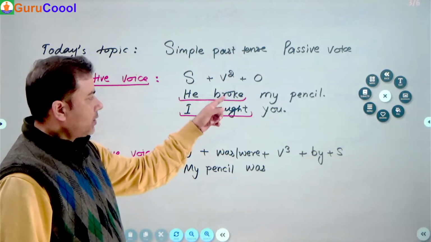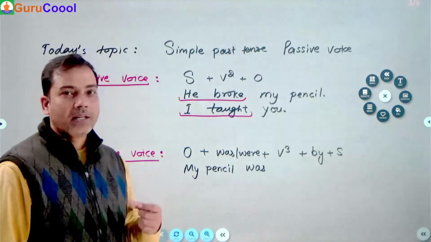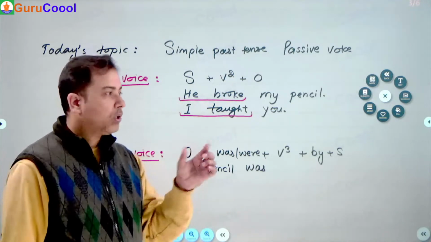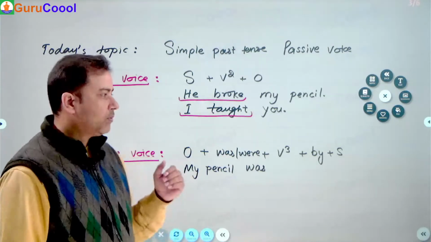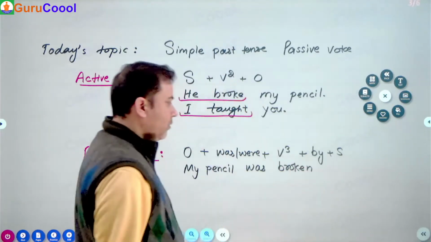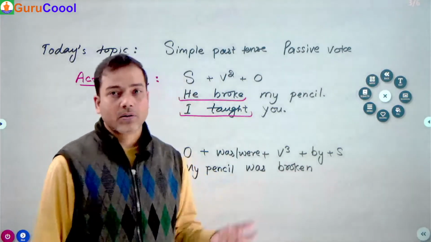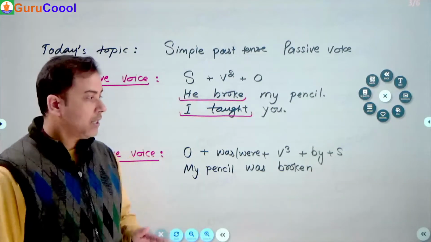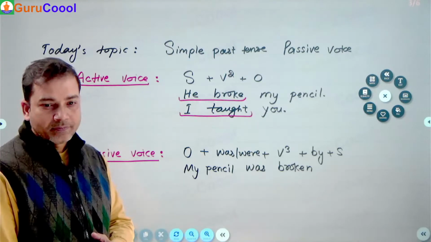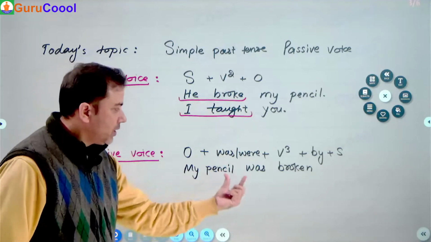So which verb was there? Broke. Broke is V2. Break, broke, broken. Break is V1, broke is V2. The third form of this verb is broken. Now I have the choice to mention that person here or not. That's my choice. I told you yesterday in yesterday's class. Okay, so the first sentence has been changed here into the passive voice.